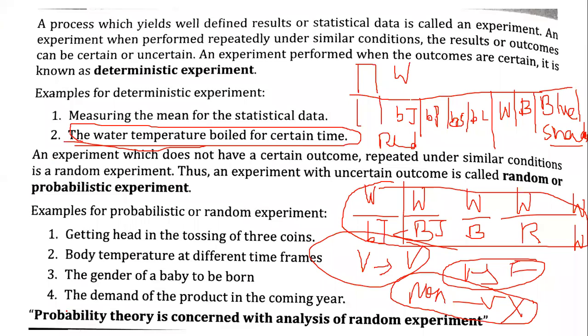Now let us see what they have given as the definition or meaning of experiment. A process which yields well-defined results or statistical data is called an experiment. So we are doing a process. Let's say we are preparing chapati. Now the chapati dough, whatever you prepare, right? You put the atta and you mix, put a little salt and water and start mixing it. Now, after mixing for some time, you will realize that the water is more. Now we will put a little more dry atta to balance it.